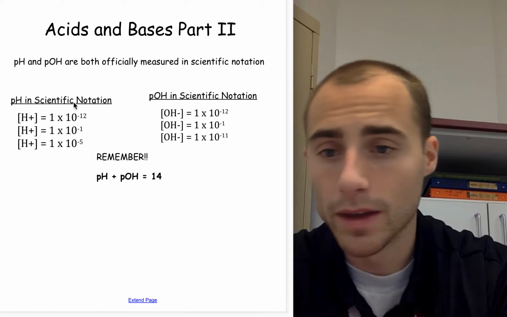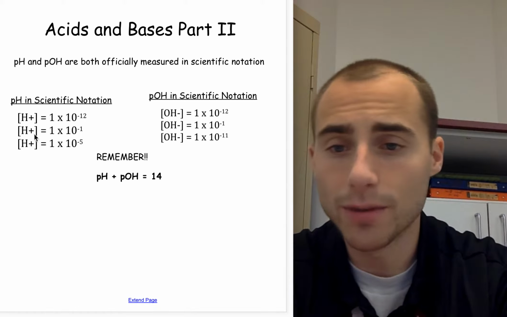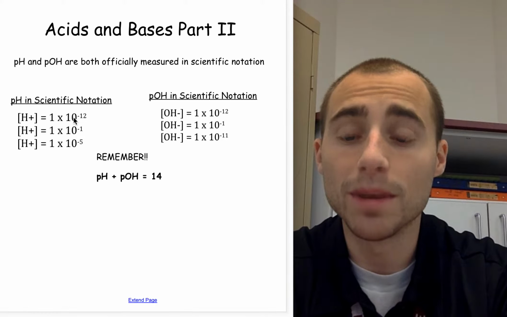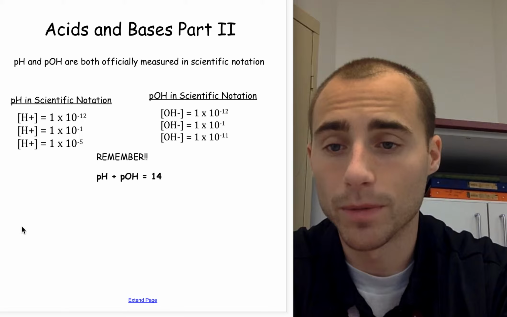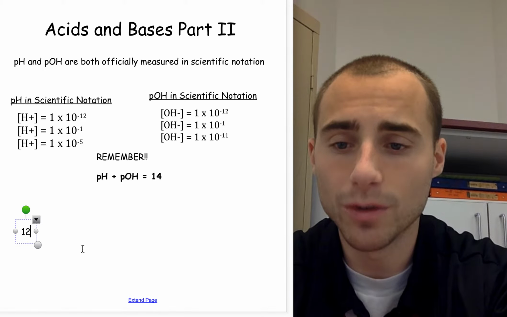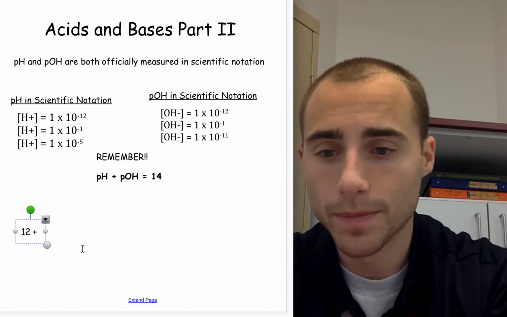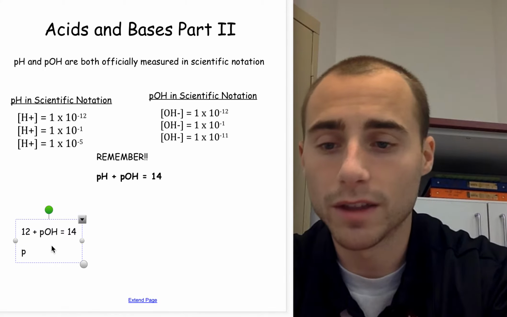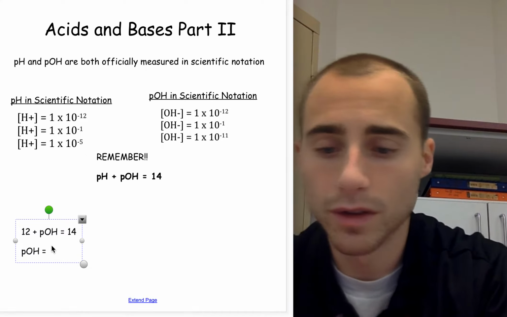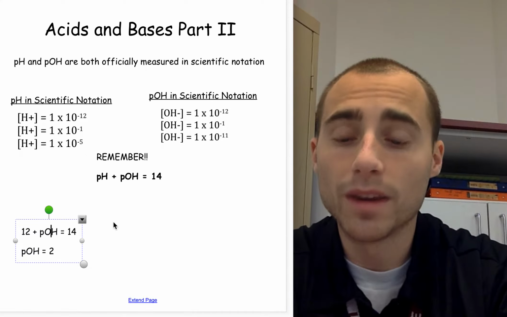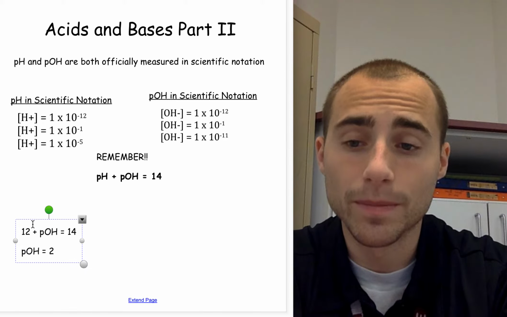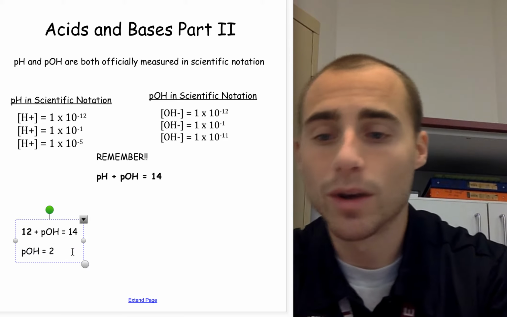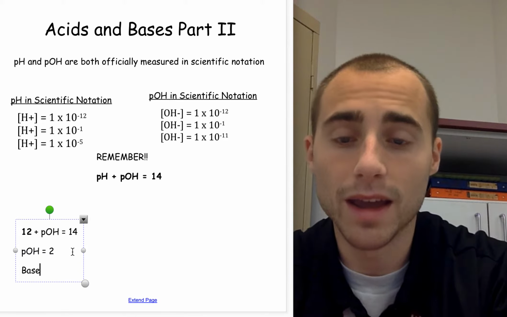So for example, if I gave you this problem right here, H plus equals 1 times 10 to the negative 12, and I said, what is the pOH of that problem? Well, you would know that the pH is 12, so 12 plus pOH equals 14. Then you would solve and find out that the pOH equals 2. Now, what if I wanted to ask if this was an acid or a base? Well, remember, to determine if it's an acid or a base, we always look at the pH. It is 12, it is greater than 7, therefore this would be a base.